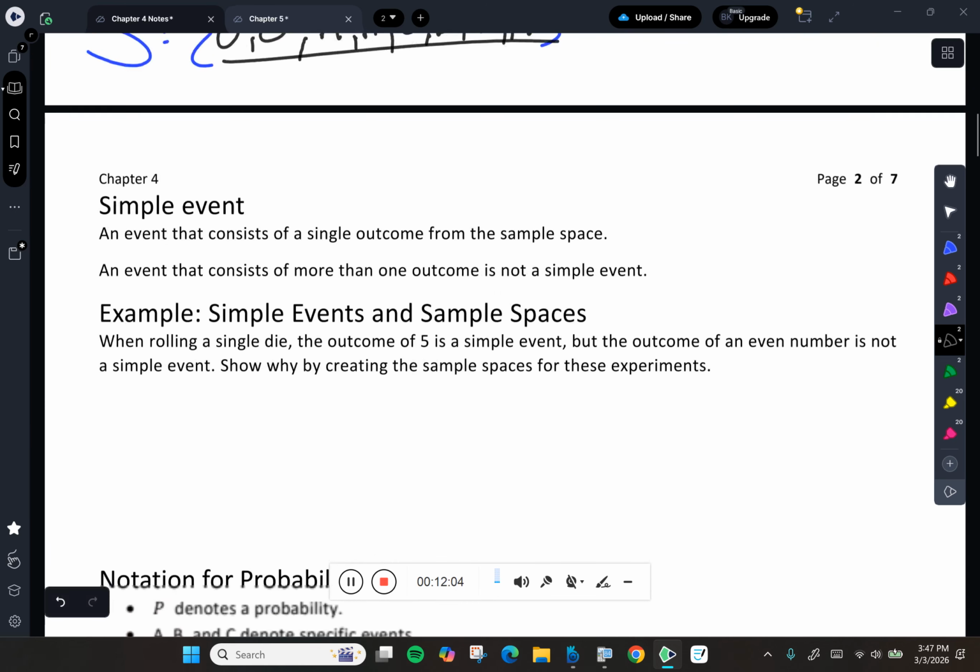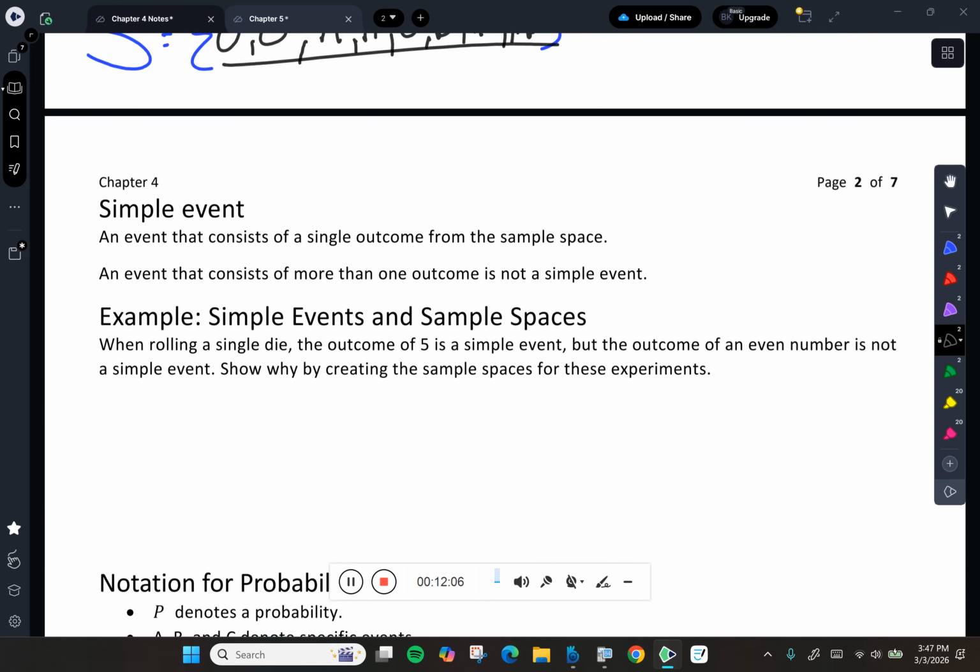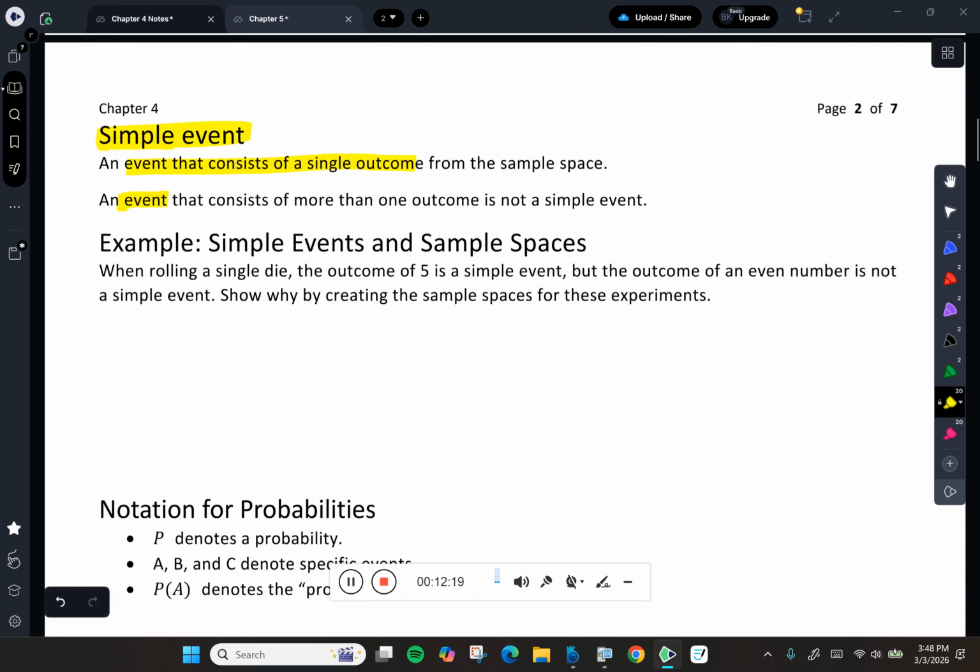Right? A simple event is an event that consists of a single outcome in a sample space. If it has more than one outcome, we just call it an event. So what do I mean by that? Well, when rolling a single die, the outcome of 5 is a simple event. But the outcome of an even number is not a simple event. We would just call that an event.